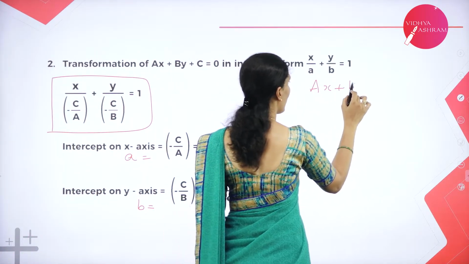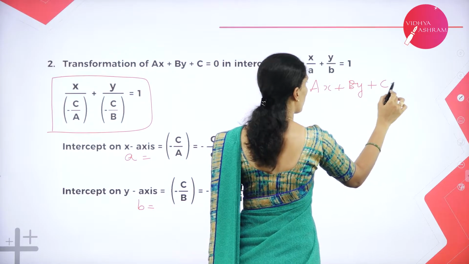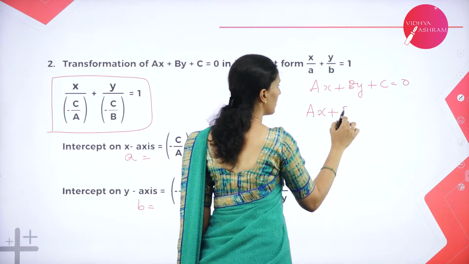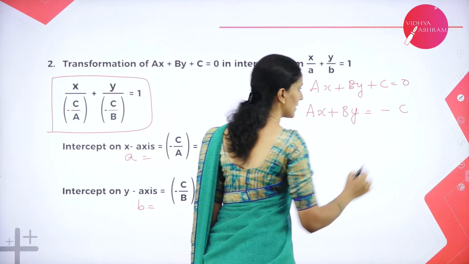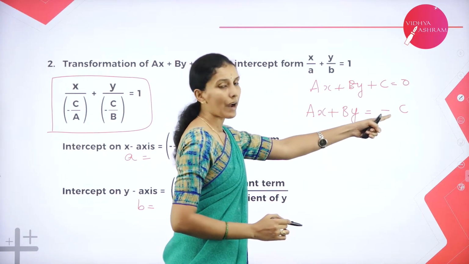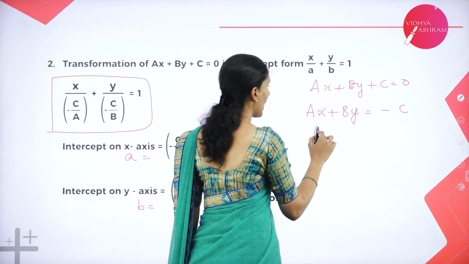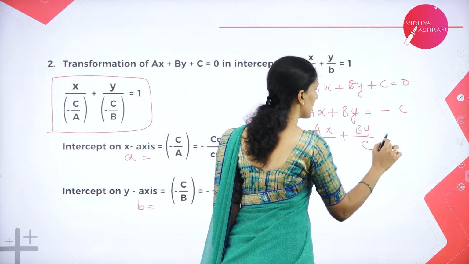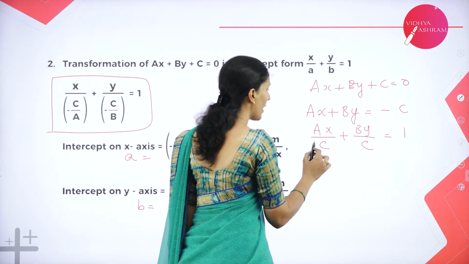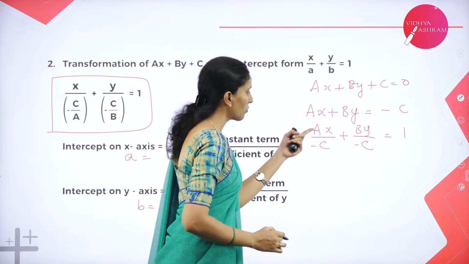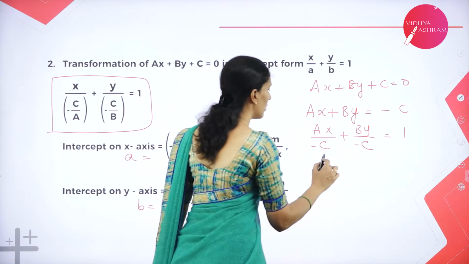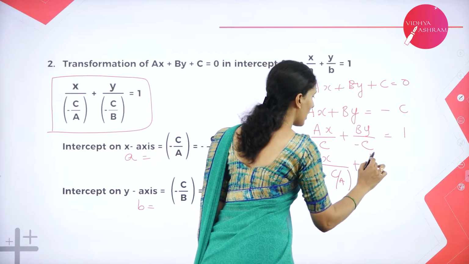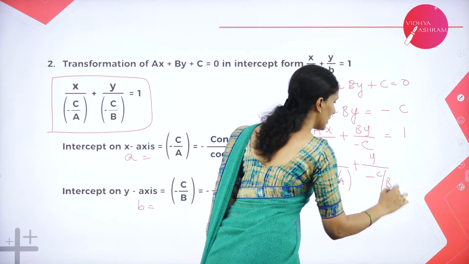So we have ax plus by plus c is equal to 0. Shift c to that side. We will get ax plus by is equal to minus c. Now, divide by minus c on both sides. I'll get ax by minus c plus by by minus c is equal to 1. Since we have minus here, it is minus c. Now, shift the numerator into the denominator. x by minus c by a plus y by minus c by b is equal to 1.